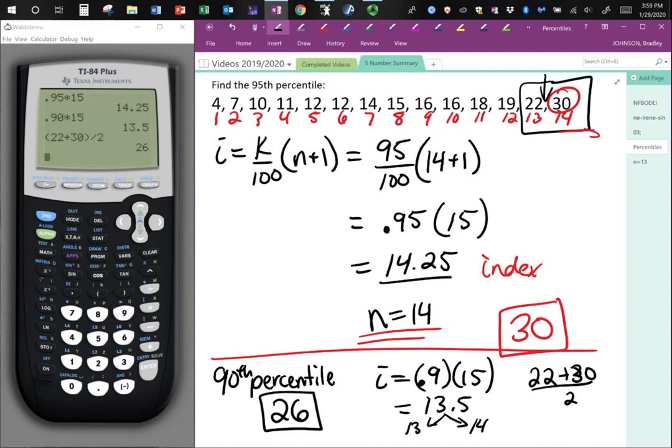It is possible with small data sets that the 90th percentile could match the 91st percentile or the 93rd percentile, right? Let me demonstrate. If I put 0.93 times 15, that's going to be 13.95. So you round down to 13, round up to 14. Notice the 93rd percentile is also 26. So in small data sets, this can happen, and you just have to watch out for it. It just is telling you approximately the location of data.